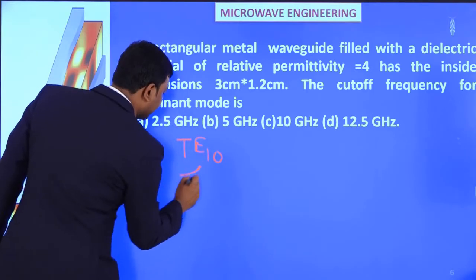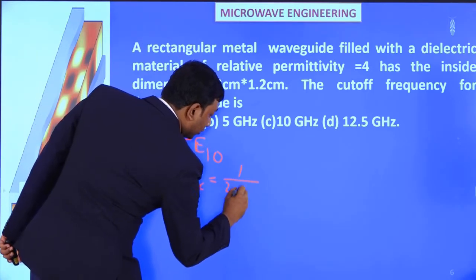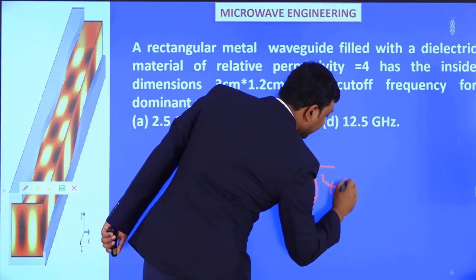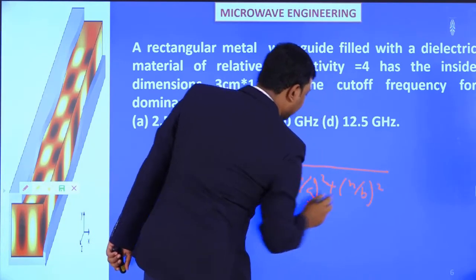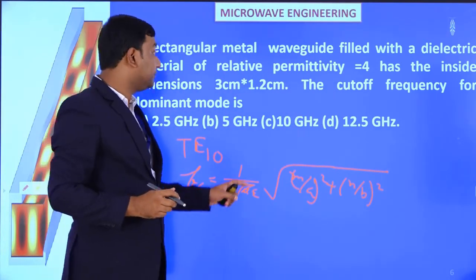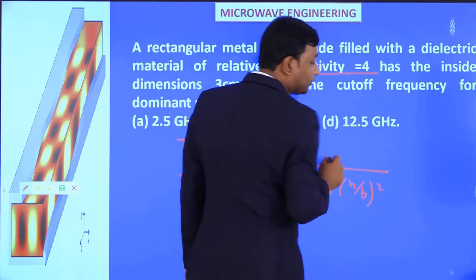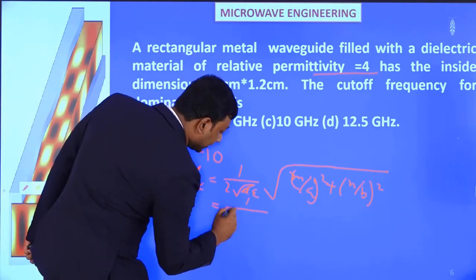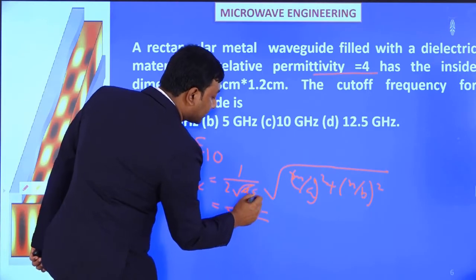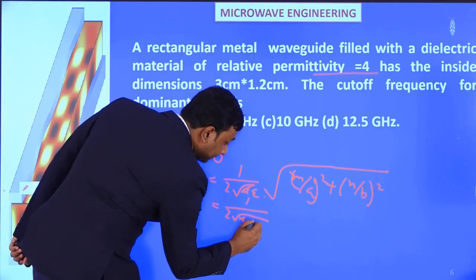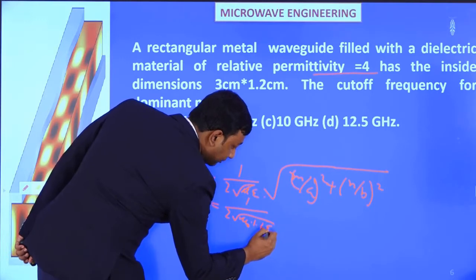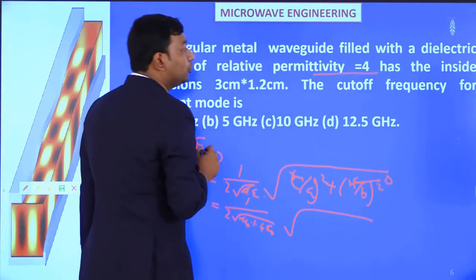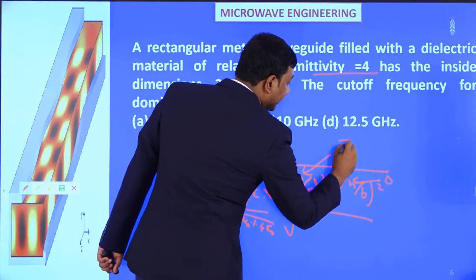So we know the cutoff frequency Fc equal to 1 by 2 root over mu epsilon, root over (m by a) whole square plus (n by b) whole square. Why do we write root over mu epsilon instead of c? Because here the relative permittivity is given, that is 4, so it is not filled with air. So if we place this value, we get 1 by 2 root over mu naught mu r epsilon naught epsilon r. So mu r equal to 1, epsilon r equal to 4, and epsilon naught. And for the dominant mode, n equal to 0 and m equal to 1. So the dominant mode is TE10 mode.